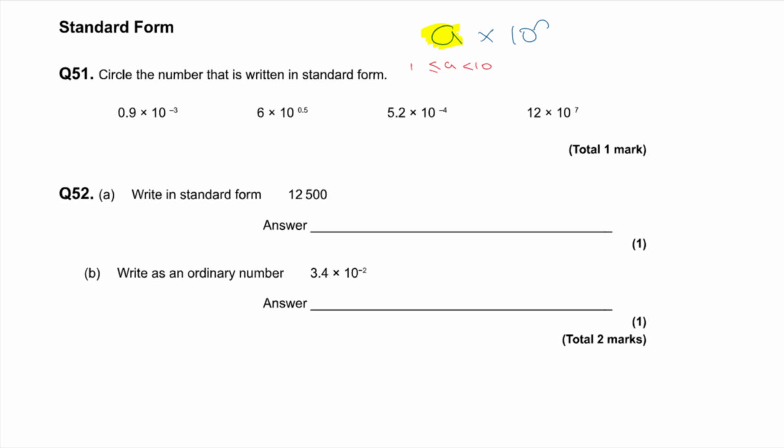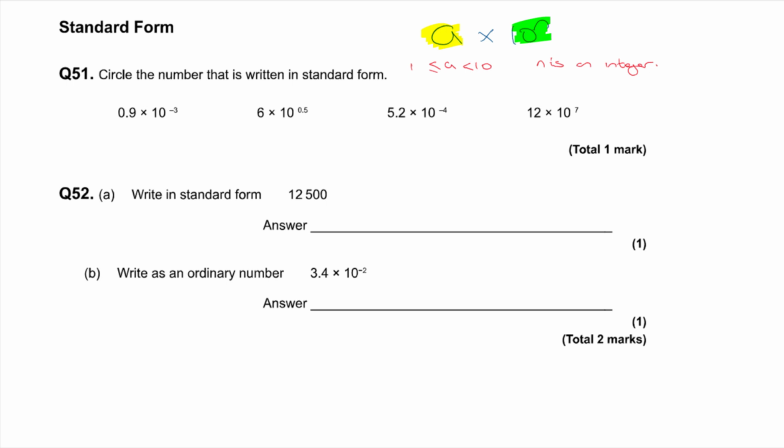On the other end, that part's called the mantissa. This part is called the exponent, and that value of n needs to be an integer. n is an integer. It has to be a positive or negative whole number. That's the rules for standard form.